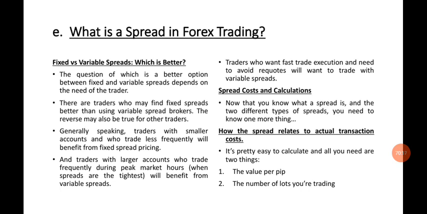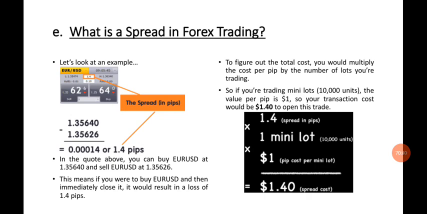So, spread cost and calculation. Now that you know what a spread is and the two different types of spreads, you need to know one more thing: how the spread relates to actual transaction costs. It's pretty easy to calculate, and all you need are two things: the value per pip and the number of lots you are trading. So let's look at an example.